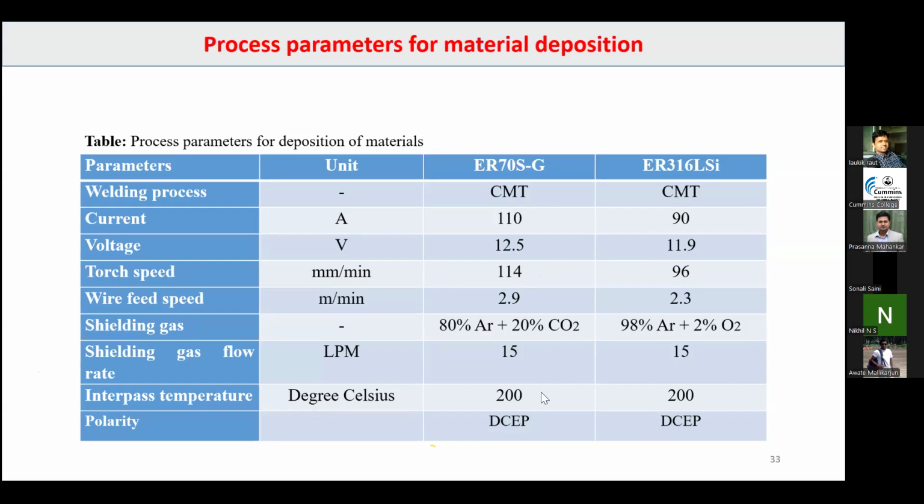Then I have maintained the interpass temperature at 200 degrees Celsius. Now, what is interpass temperature? Suppose we have deposited the first layer. It is at a certain temperature. So I wait so that the temperature comes to 200 degrees Celsius, and then I deposit the next layer. Again, I wait for some time so that the temperature reaches 200 degrees Celsius. After that, I deposited the third layer. That means I have maintained a constant interpass temperature so as to get uniform properties across the deposition. Then this is the polarity, that is direct current electrode positive for both depositions.